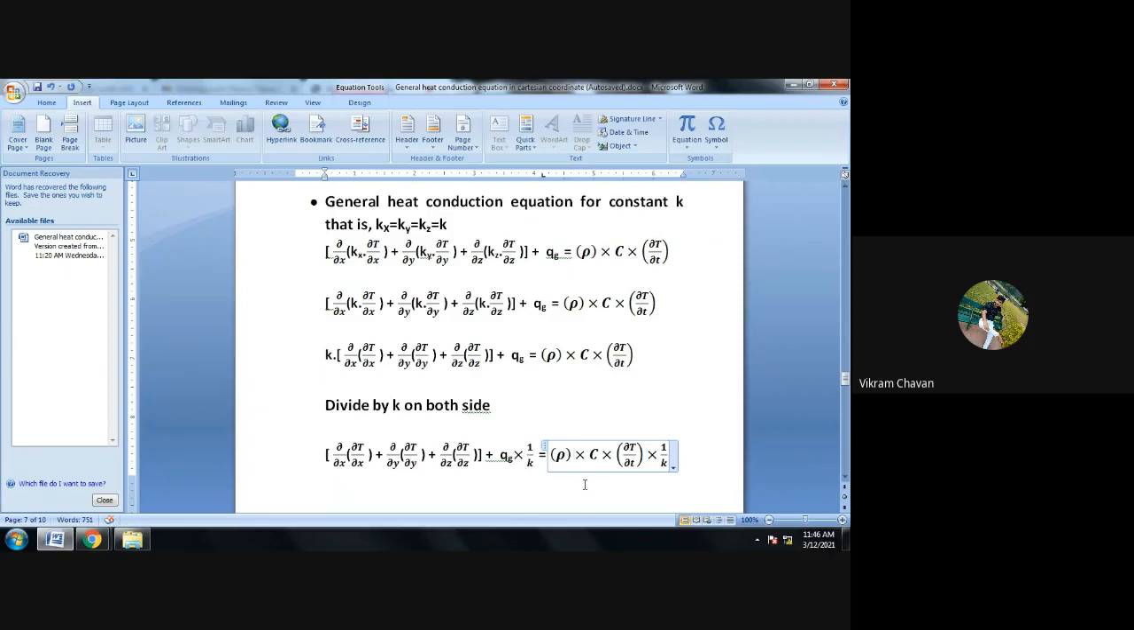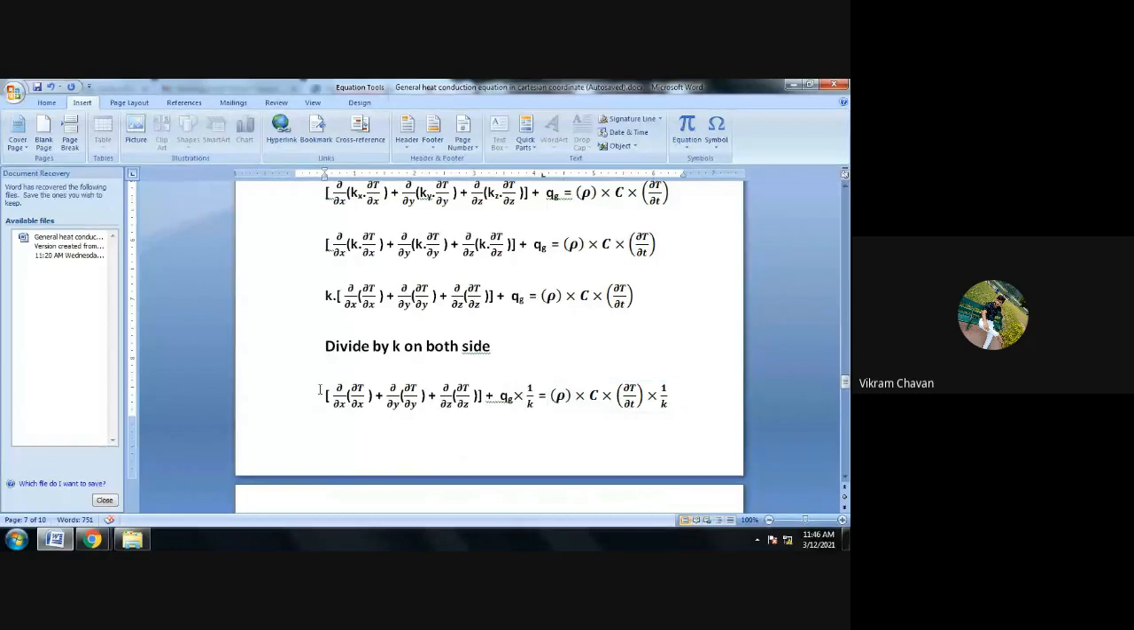Further we will get this equation after division. Write down the equation.